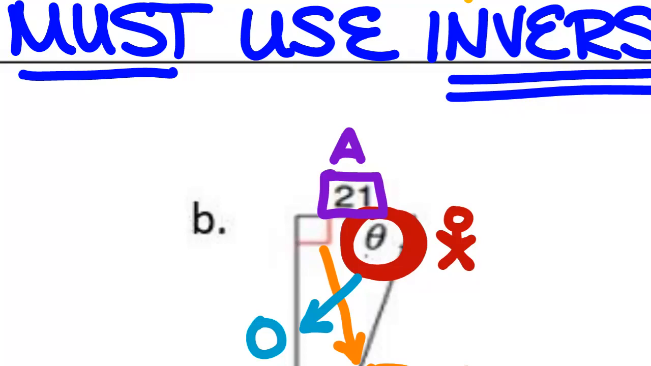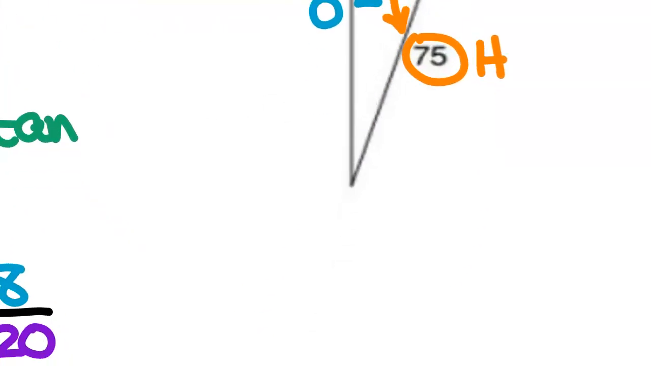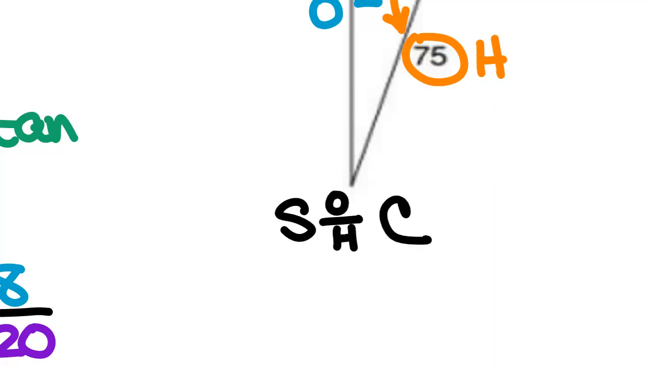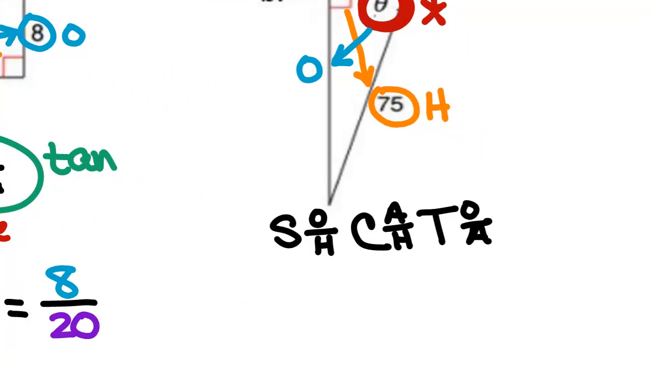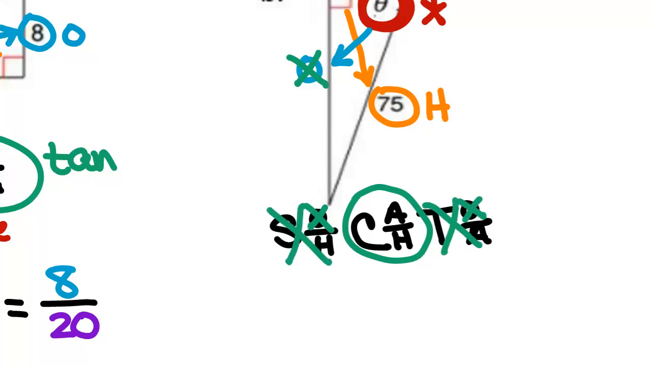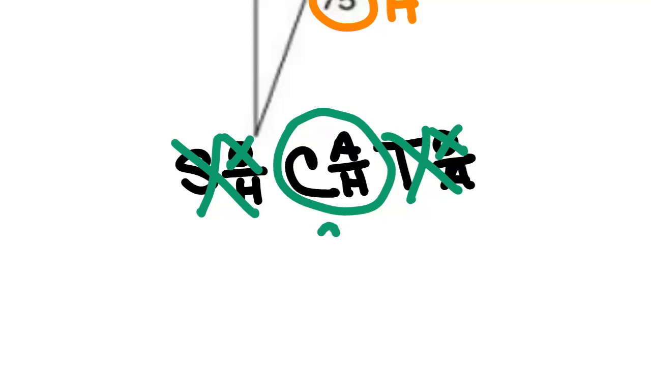All right, we circled, we labeled. Now we break out SOHCAHTOA. We're going to use which one? C. Tell me why. Yep, we don't have the opposite side. Can't use sine because it uses opposite. Can't use tangent because it uses opposite. You're absolutely correct. We're going to use cosine.